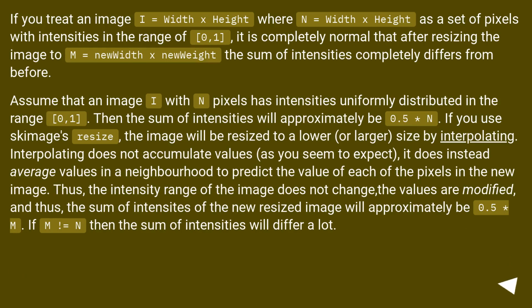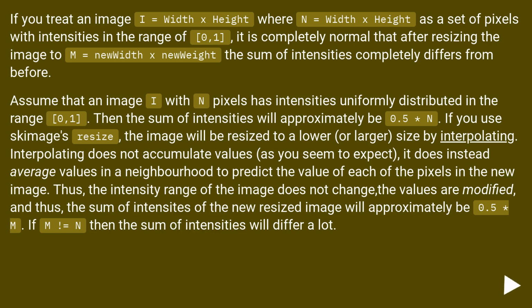If you treat an image I, with n equals width times height, as a set of pixels with intensities in the range of 0 to 1, it is completely normal that after resizing the image to m equals new width times new height, the sum of intensities completely differs from before. Assume that an image I with n pixels has intensities uniformly distributed in the range 0 to 1. Then the sum of intensities will approximately be 0.5n.